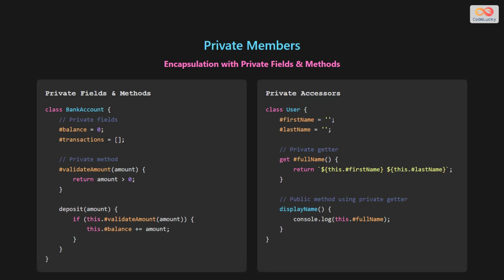Private members enhance encapsulation by restricting access to certain fields and methods from outside the class. Private fields and methods are denoted by a hash symbol, such as the #balance and #transactions fields, and the #validateAmount method in the BankAccount class. They can only be accessed from within the class itself. Private accessors such as getters and setters can be used within the class to control access to the private members. As shown in the User class example here, you can define a private getter called #fullName.